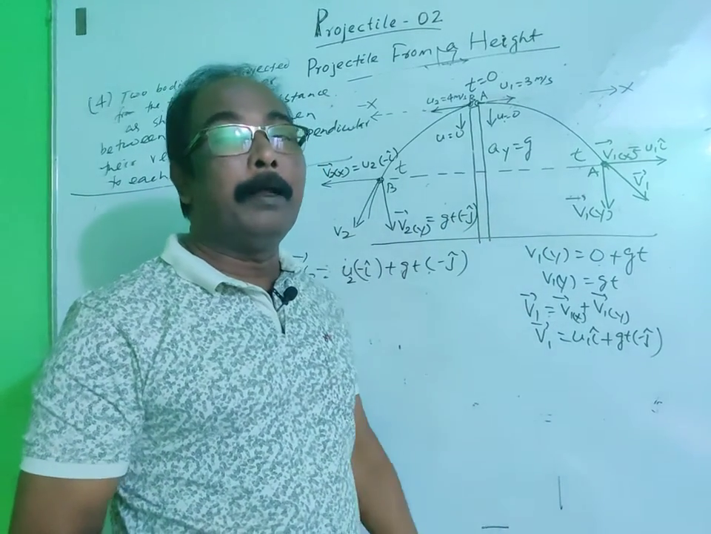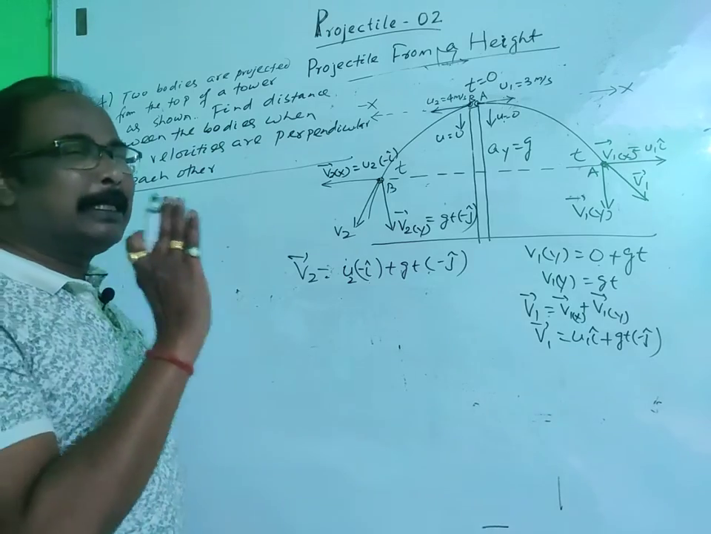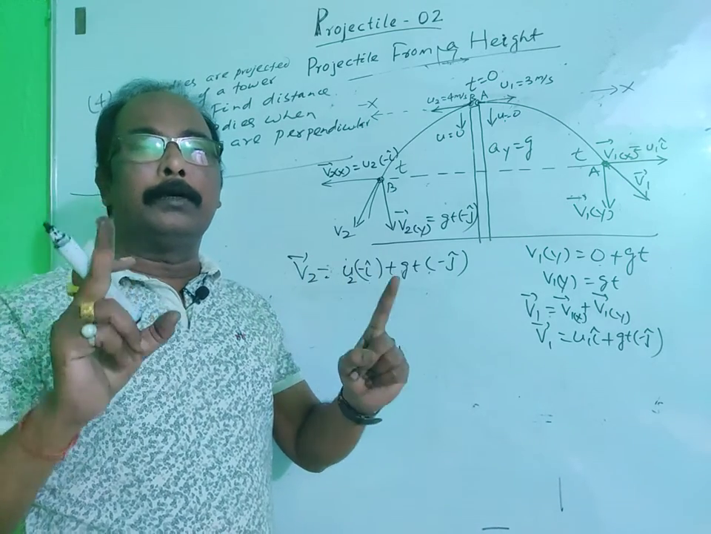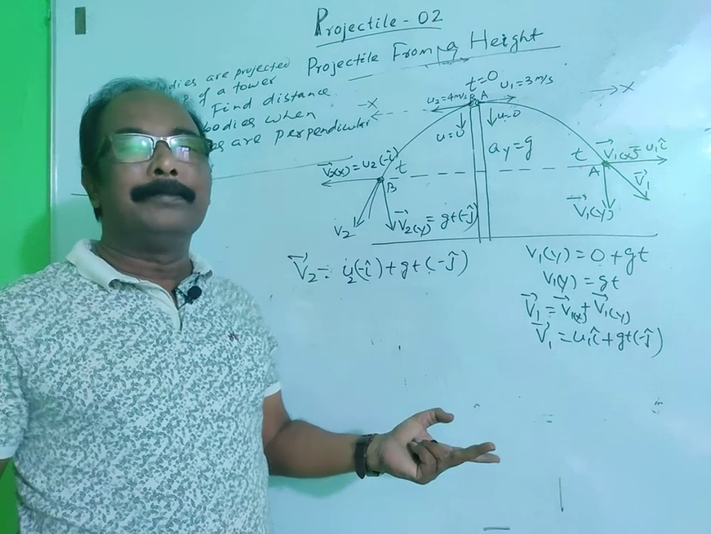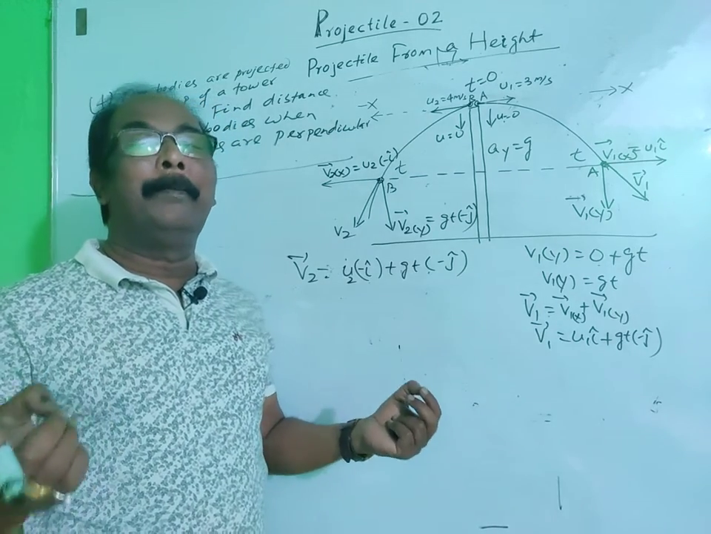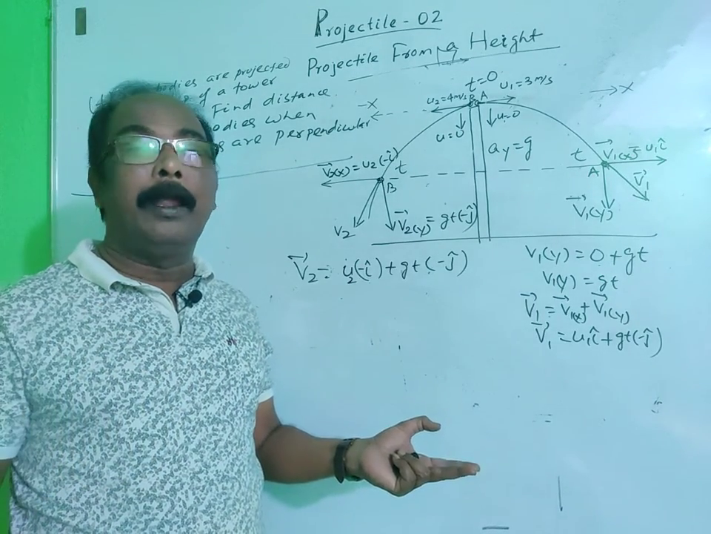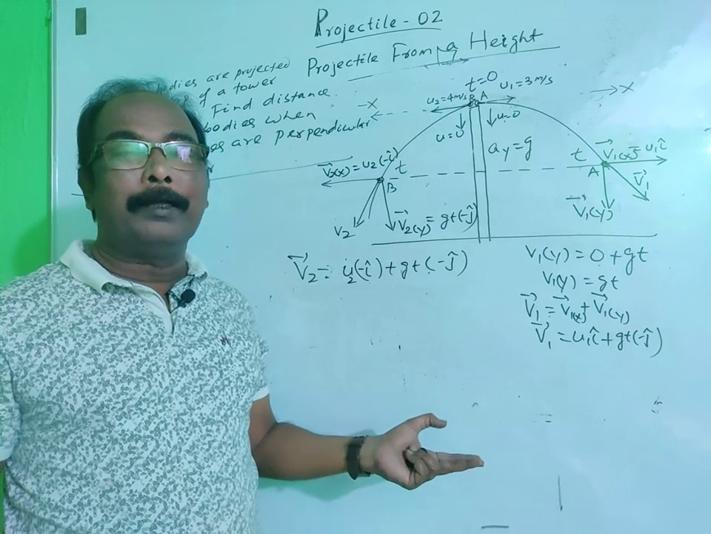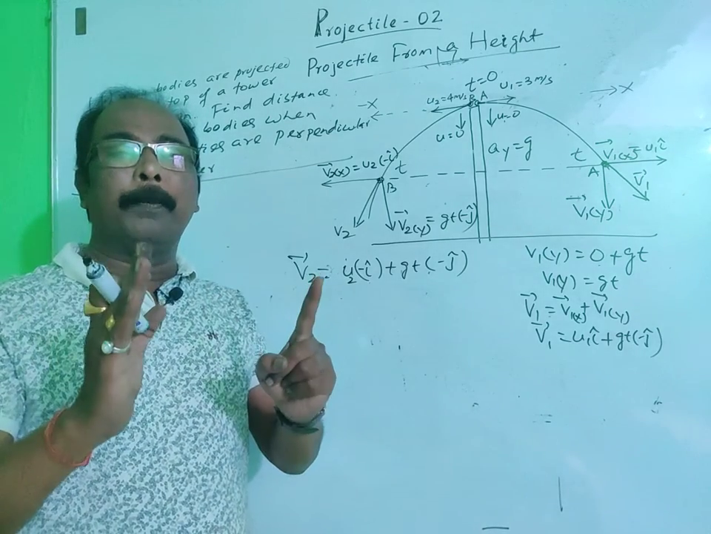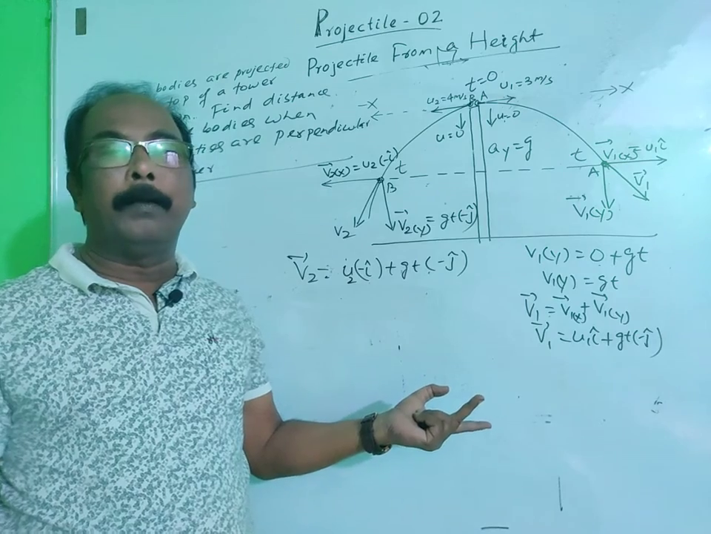when their velocities are perpendicular to each other. This is a concept of vector. Condition of perpendicularity: under what condition are two vectors perpendicular? We know the result of dot product. A vector dot B vector is equal to AB cos theta. If the angle between A vector and B vector is 90 degrees, then A dot B is equal to AB cos 90, which means 0. This is the condition of perpendicularity. If the dot product of two vectors is 0, then the vectors are perpendicular to each other.